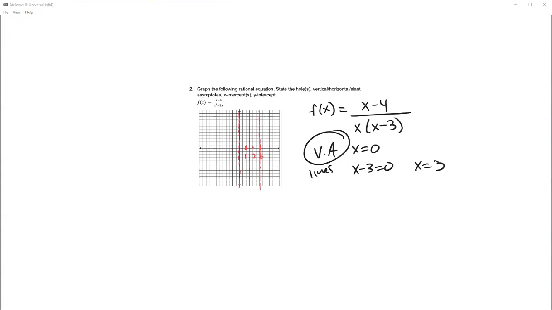The power in the denominator is bigger than the power in the numerator. So in that situation, what do we have? We have y is equal to 0, right? That's the horizontal asymptote rule: the power in the denominator is bigger than the power in the numerator. So y is equal to 0. So in this situation, we're going to draw a horizontal asymptote at y equals 0.